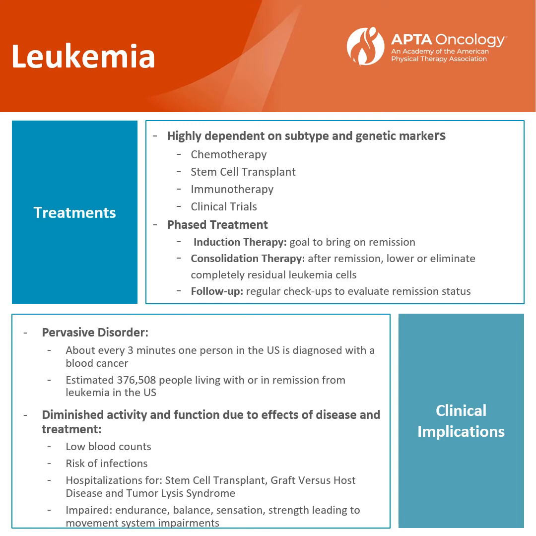Once patients complete these treatments, they are followed extensively with regular checkups to ensure remission and quickly identify relapse. If relapse occurs, patients will repeat these cycles and sometimes consider clinical trials inclusive of further combinations of chemotherapies, transplants, and immunotherapies, dependent on the extent of relapse and appropriateness of the trial. Leukemia is a pervasive disorder. About every 3 minutes, one person in the United States is diagnosed with a blood cancer, and just under 400,000 people are living with or in remission from leukemia in the US.